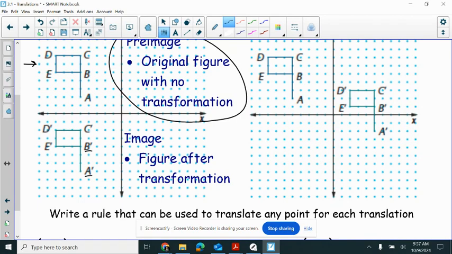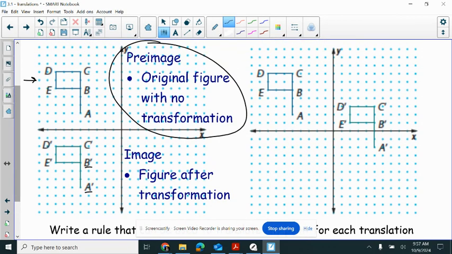The way we figure out translations is you just count how far it moved. You pick any point you want to start at. I'll pick point E. It doesn't matter which one you start at. You count how many spots to get to E prime. You have to start at one letter and go to the same letter. So to go from E to E prime, I start counting 1, 2, 3, 4, 5, 6, 7, 8, 9. I went down 9.